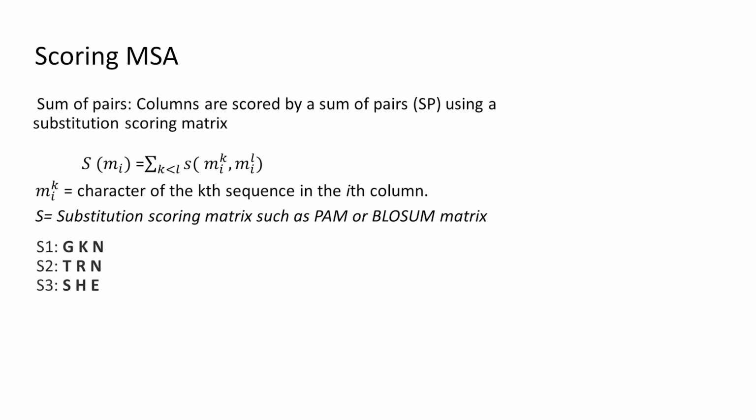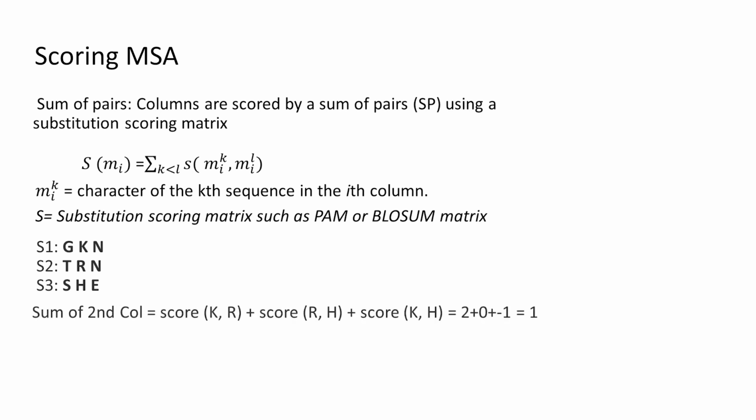Here 3 sequences have been taken for alignment: sequence 1, 2 and 3. The sum of the second column is equal to score(K,R) plus score(R,H) plus score(K,H), which is equal to 2 plus 0 minus 1, which is equal to 1, and these values have been taken from the substitution scoring matrix. So, multiple alignment methods are of 3 types: dynamic programming based, progressive alignment, and iterative refinement.